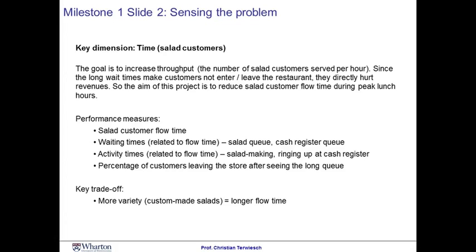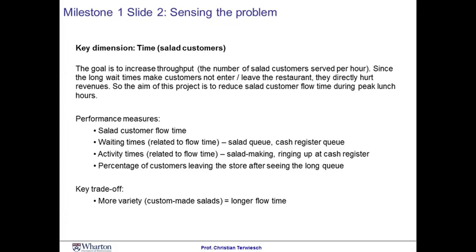If you think about how to measure this dimension, a couple of examples come to mind. The salad customer flow time is the time it takes a salad customer from entering the restaurant to leaving it with the salad in their hand. We can think about the waiting time as a component of that: waiting time in front of the salad queue, and then I'll show you a process flow diagram at a later milestone. So then it's also waiting at the cash register. It also includes the actual activity times, the time it takes to make a salad, the time it takes you to ring up a customer at the cash register.